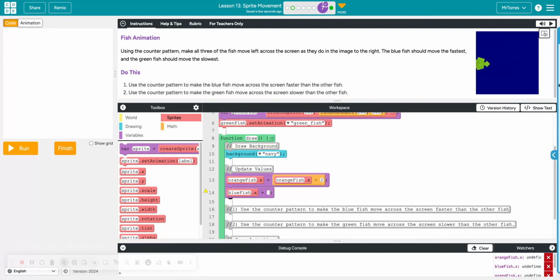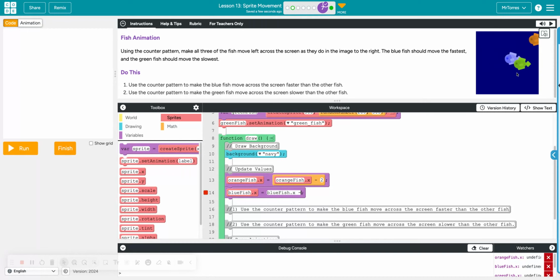blueFish.x equals, and then instead of using the blocks, I'm just going to type here blueFish.x again. And if I want it to move to the left, should I be adding or subtracting? I should subtract.